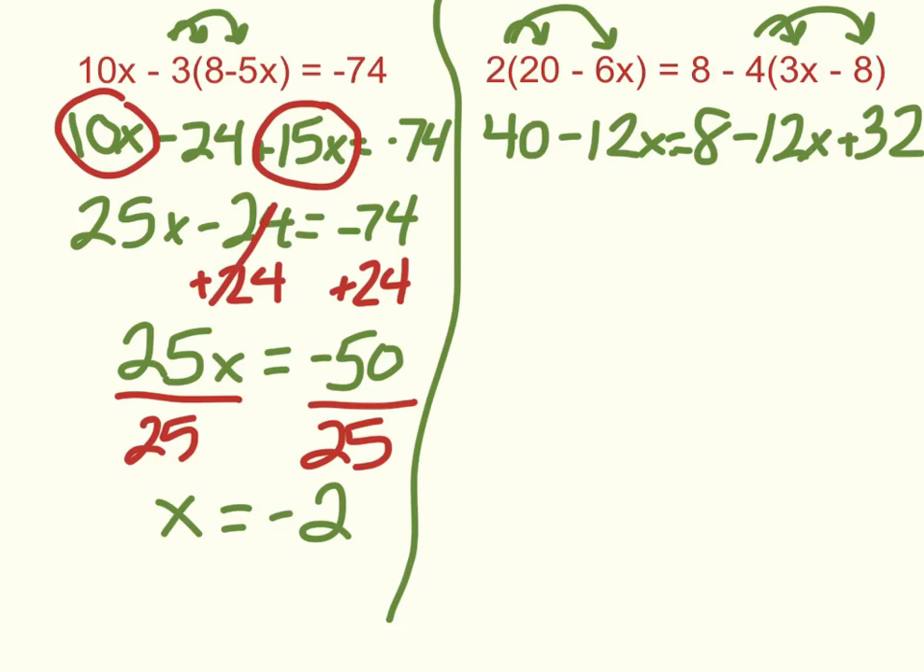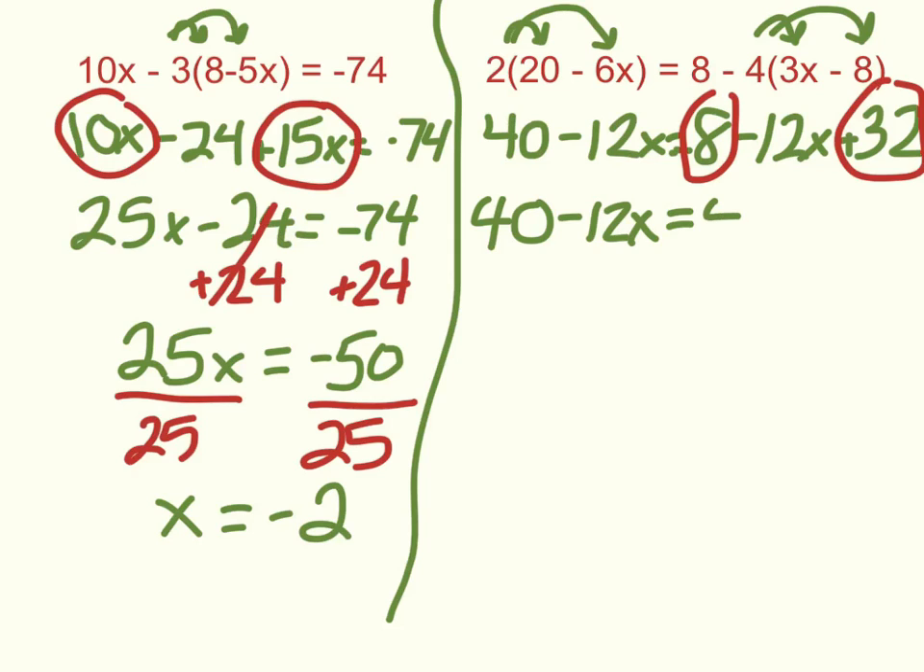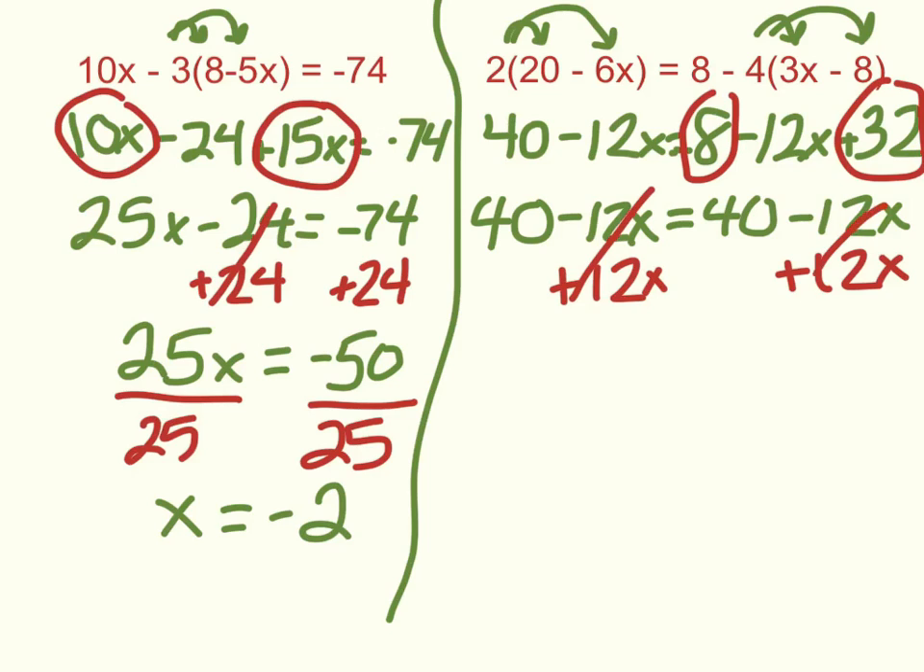Alright, I'm going to combine some like terms. This 8 and this positive 32. Bring everything else down. 40 minus 12x equals 40 minus 12x. I'm noticing something important here. Plus 12x on this side, plus 12x on this side. Oh look, they both cancel out. So 40 equals 40. I don't have any x's left because they all canceled out.